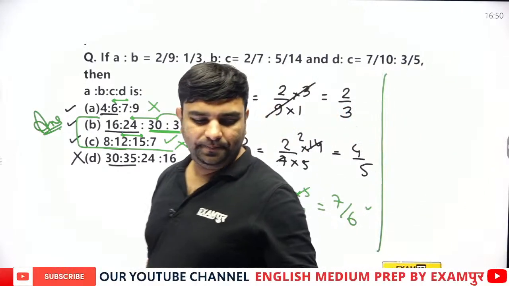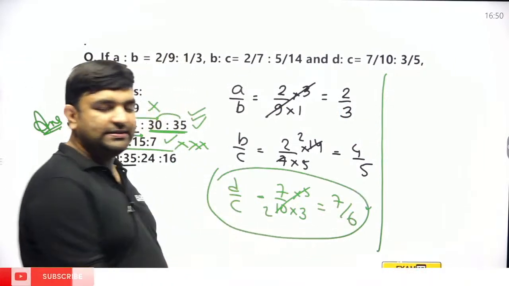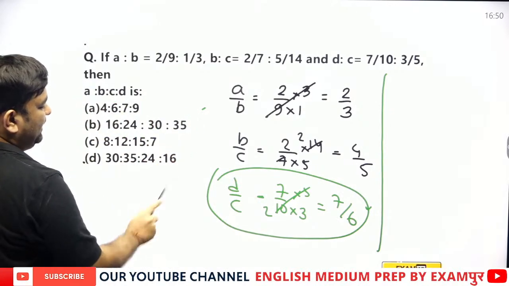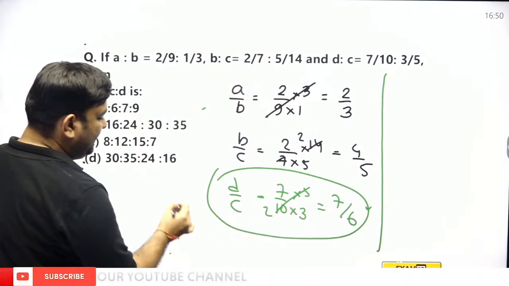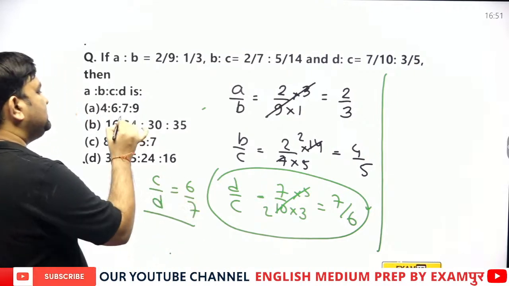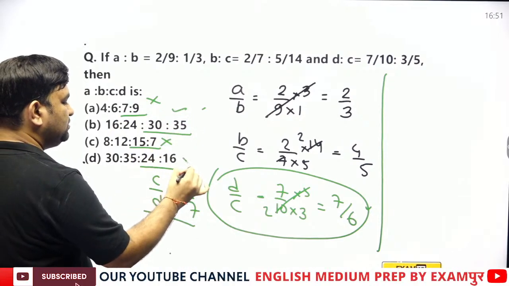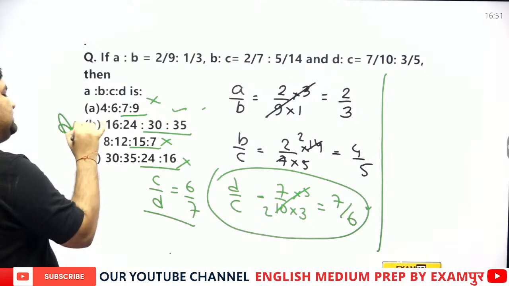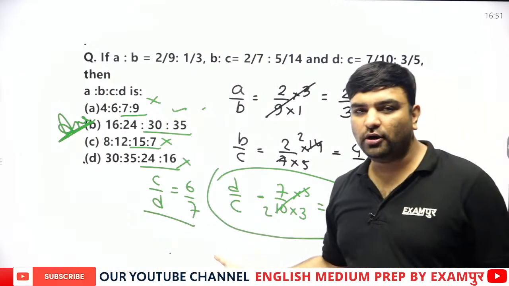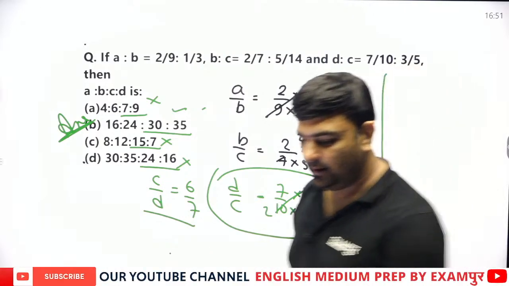If you were lucky and you had first checked for D by C, you might have got the answer in one step, because C by D is 6/7. 6/7 is here, not here, and this is also not here. We can get the answer in only one check of C by D.